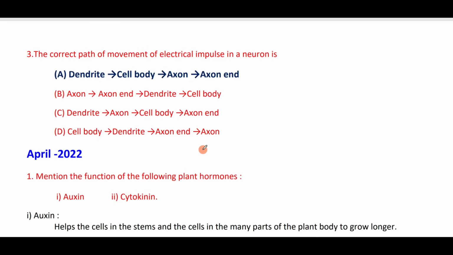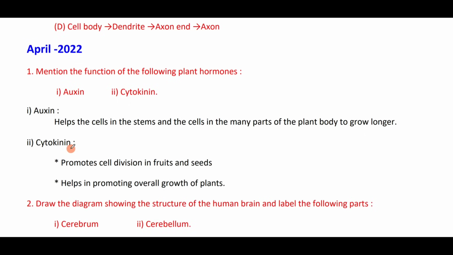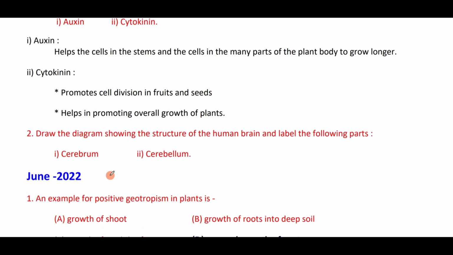Mention the functions of the following plant hormones. Auxin helps the cells in the stems and in many parts of the plant body to grow longer. It is present in the tips of the plant body. Cytokinin promotes cell division in fruits and seeds, and helps in promoting overall growth of plants.